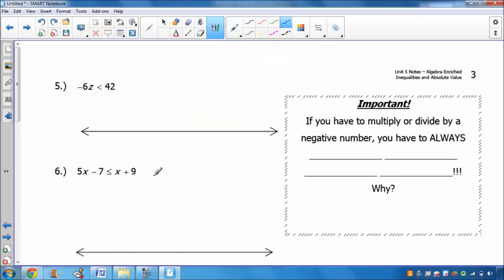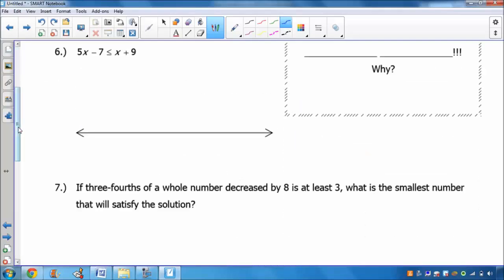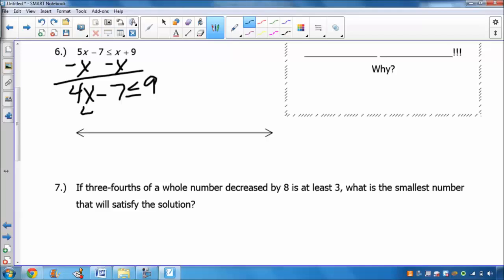All right, you guys, I want to skip question number 5 for right now, and I want to look at number 6. I want to solve the inequality and then shade in all possible values of x that could work, okay? So in order to do that, I need to solve for x to begin with. I would subtract x from both sides. Get rid of this x, get rid of this x. I would end up getting 4x minus 7 is less than or equal to 9, okay? Then I would add 7 to both sides, so I would get 4x is less than or equal to 16, which means that x is less than or equal to 4, okay?